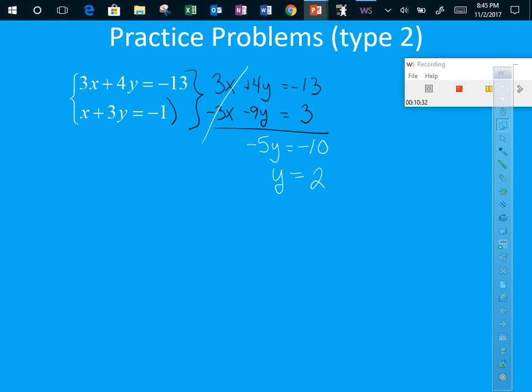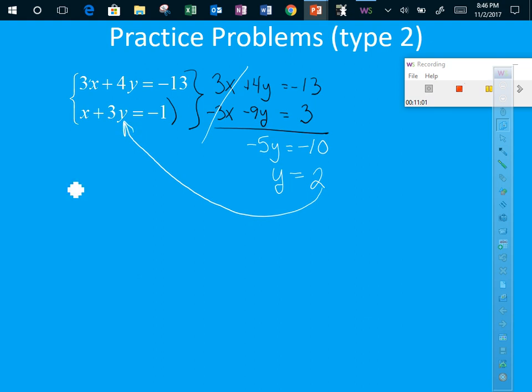Come back to one of your original equations. You could use that one, or that one. But I'm going to come back to my original equation because my numbers are traditionally smaller. And you pick which one looks easiest to use. Well, to me, the bottom one looks easier to use. So I'm going to plug my 2 right there.